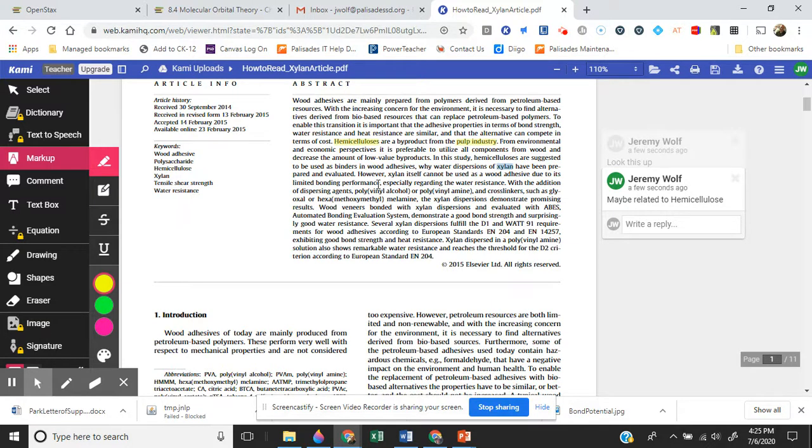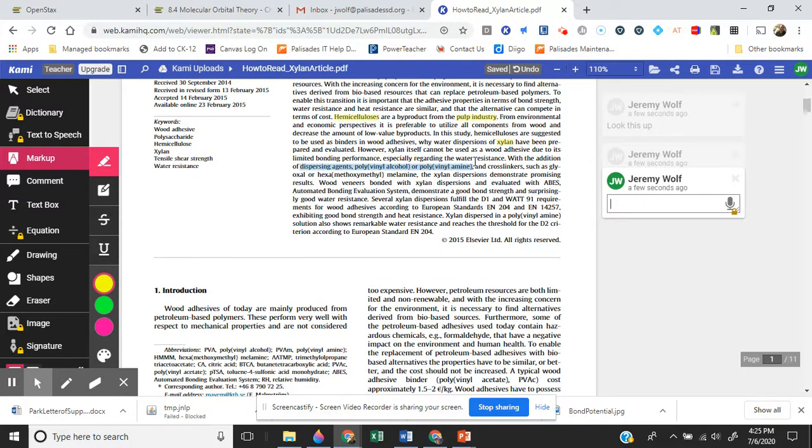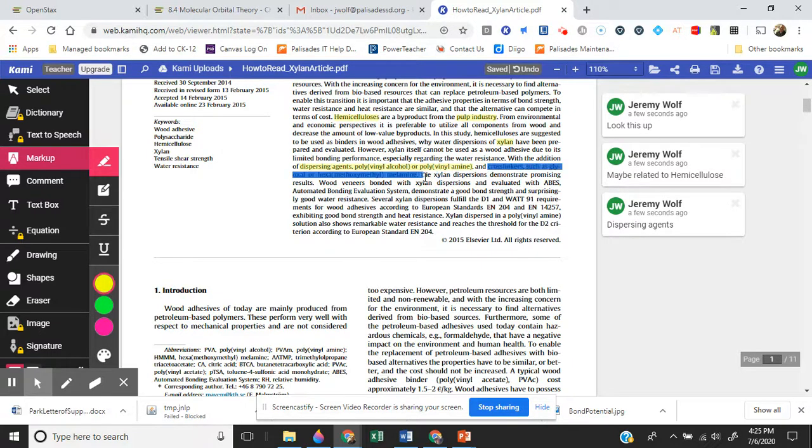So dispersing agents is related to these words, right? Those are all related. So these are dispersants. And then cross-linkers, that's telling me these are the cross-linkers.